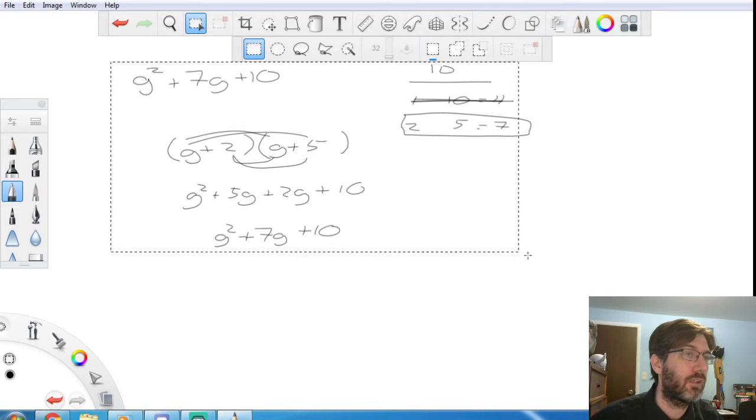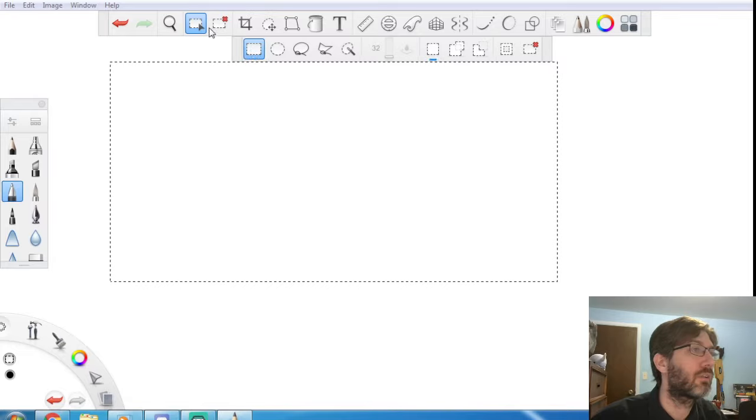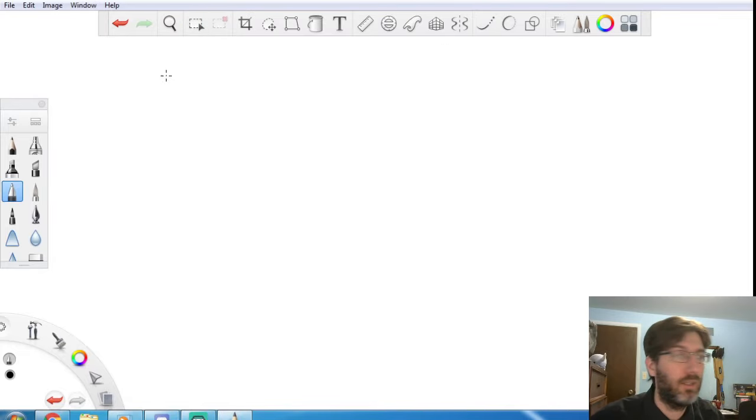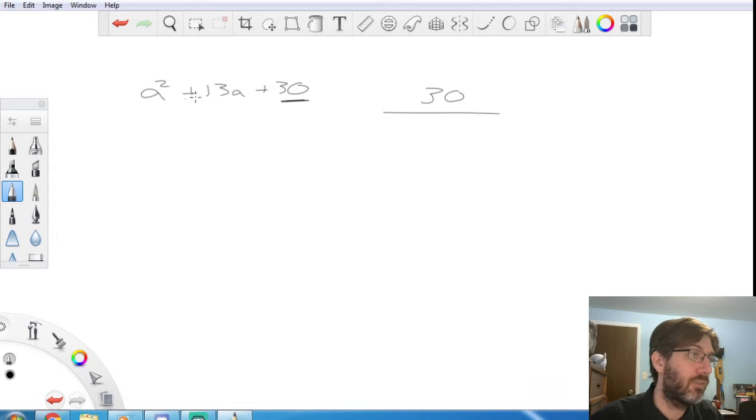All right, let's look at the next one. Next problem I'm going to ask you to do is a squared plus 13a plus 30. And again, you start by looking at your c value. C value is 30, so I'm going to pull it out, and I'm going to find factors of 30. This is positive, and this is positive, so I only want positive factors of 30. So I'm just going to start by listing them. I got a 1 and a 30. I got a 2 and a 15.